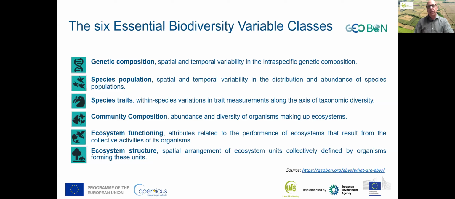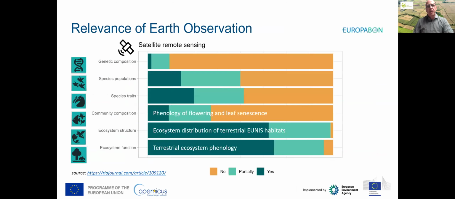So this is a well-known concept. I've put the source on GEO BON there, where you can find more information on these classes or this typology. In Europe, there was recently, and it's nearly finished, a EuropaBON project which looked, based on these 6 classes, at where satellite remote sensing can contribute most. Here you can see that for ecosystem function and structure, satellite remote sensing, both fully as well as partially, makes a very large contribution to the EBVs related to these classes. So that's also where HR-VPP fits in.